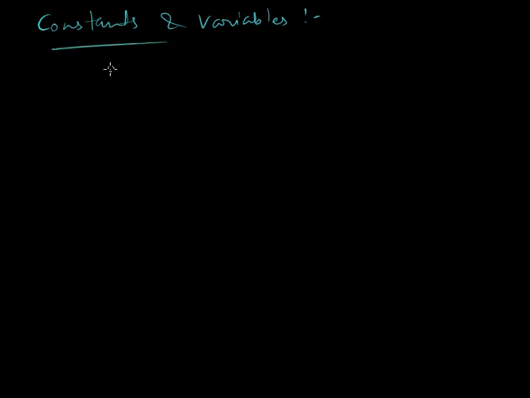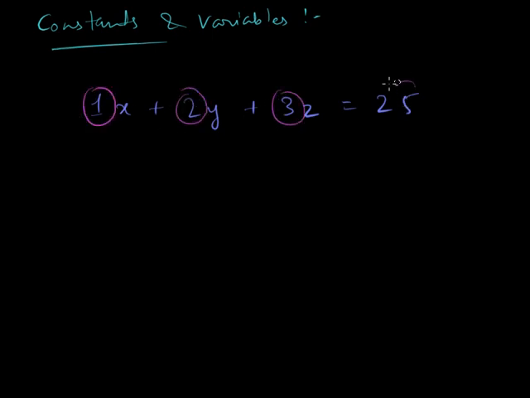Let us take this simple equation. Let me put it in another color. 1x plus 2y plus 3z equals 25. So you can easily point out that the numbers 1, 2, 3 and 25 are nothing but constants. They are constants.